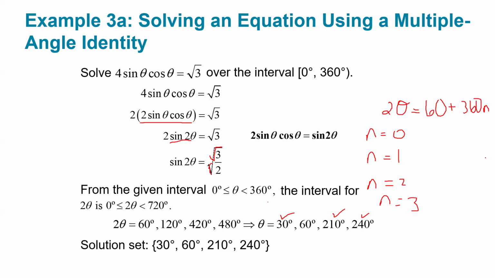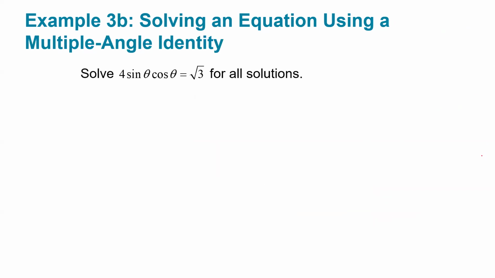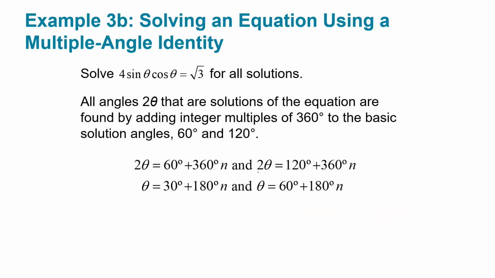Okay. And then this is for all solutions. It's just asking what is the rule or pattern that you're following. So your all solutions would be where you show that n is included. So 2 theta equals 60 plus 360 n. And they messed up because the sine is positive in quadrant 2. It should be 120.